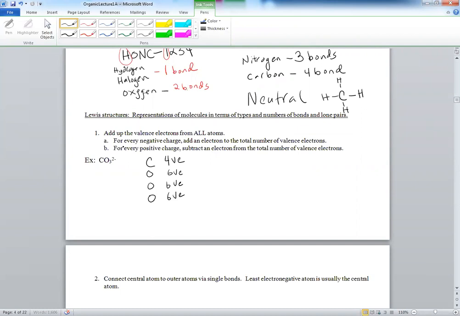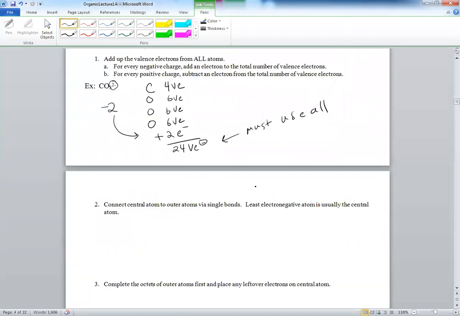Now here it says, for every negative charge, add an electron to the total number of valence electrons. For every positive, subtract an electron. What we have here is a negative charge. We have a -2. So that means I have to add 2 electrons. All of this would come out to be 24 valence electrons. So this is your total, the total number of electrons, and you must use all. No more, no less. So we go to the next one.